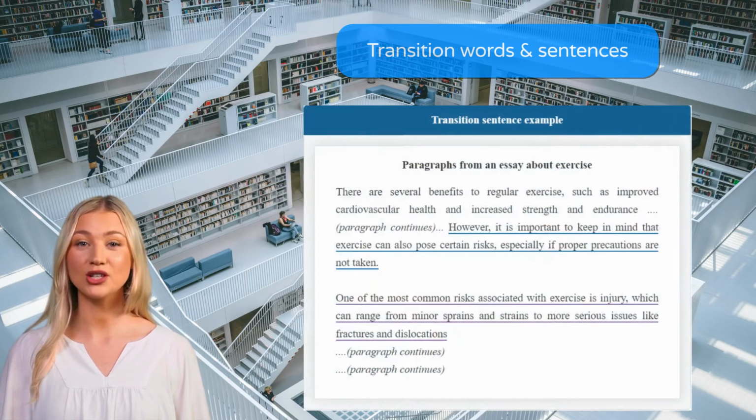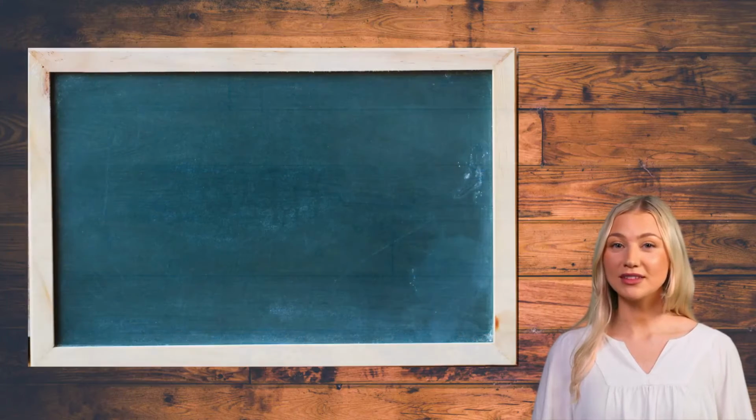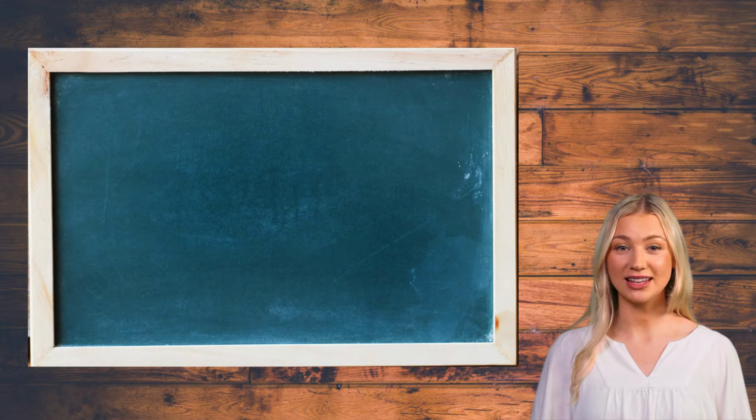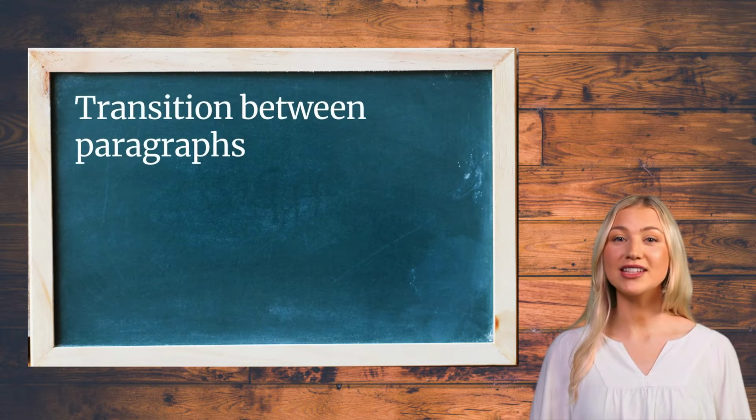However, this example shows a transition sentence. The last sentence of the first paragraph prepares the readers for the start of the next one, which argues the downsides of exercising, and which is also a perfect example of a transition sentence. Now that we know the two types of transitions, let's see how to use them to connect two paragraphs together.